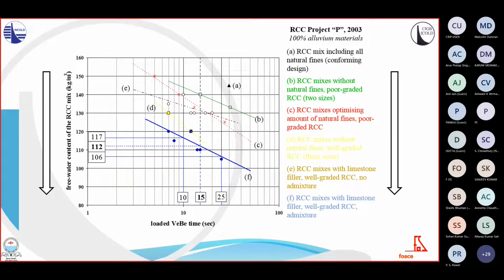To meet the design strength, it would have been necessary to use at least 135 kg per cubic meter of cement in the mix. However, such mix would have led to significant segregation at the placement. The reduction of the VB time aimed to increase workability with such materials would have raised the water demand above 150 liters per cubic meter.